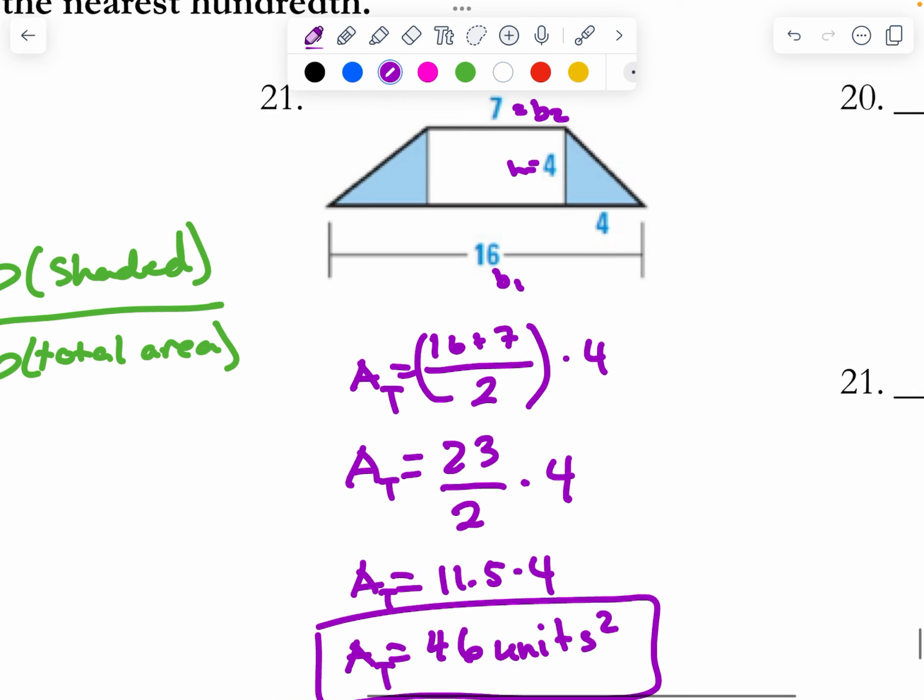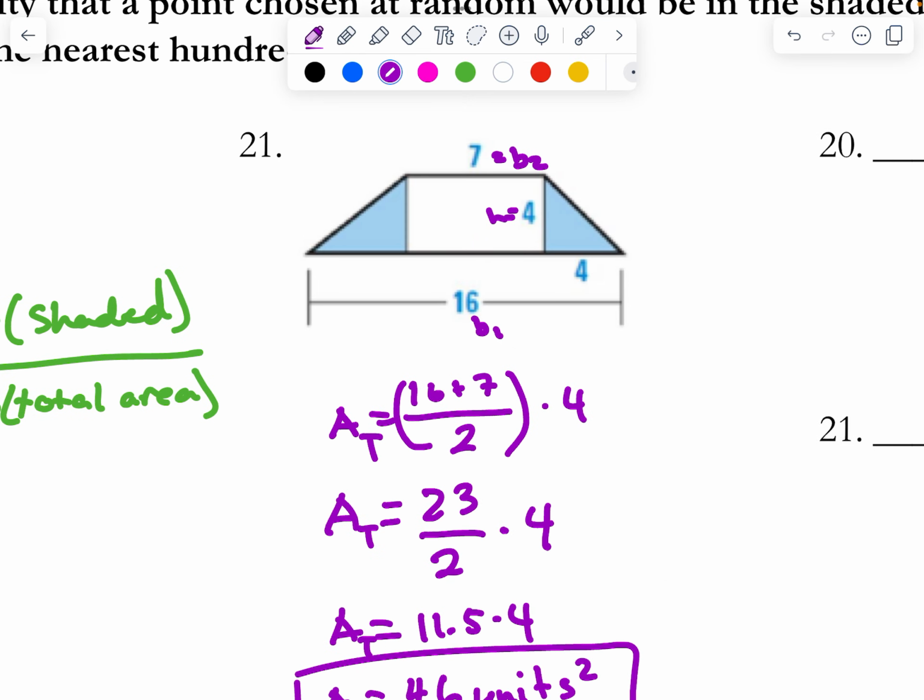And now I need to find the shaded region. There are 2 ways I can do this. I can find the area of this and then the area of this, but it can be pretty hard. Actually, no, it's not too bad because I can find this triangle by doing 16 minus 4 for this little piece of base here, right? So minus 4, that gives me 12, minus 7 to give me a 5 here. So now I can find that area, and then the area of here.